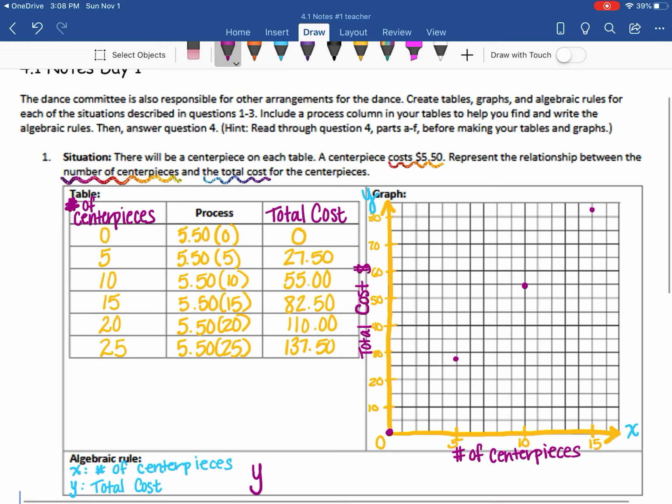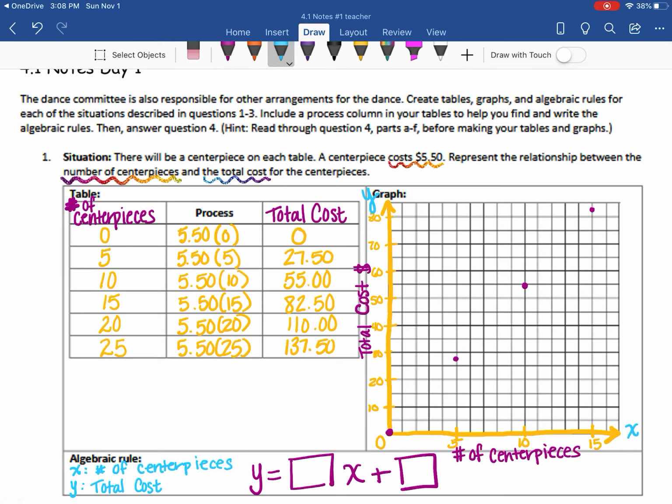Right, and then I'm gonna just draw my skeleton equation for us to fill in. Okay. All right, so the first thing that we need to find, we know is the slope. Okay, so if I'm trying to find the slope, I'm looking at my change in y over my change in x. Okay, so if I'm looking from 0 to 27.50, I am adding 27.50. Okay, so that is my change in y.